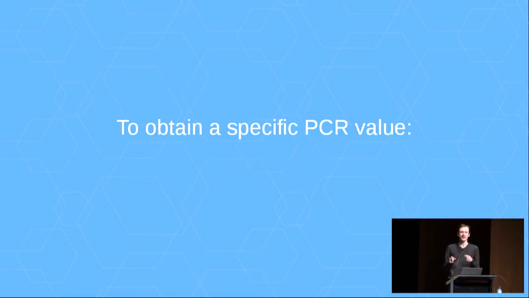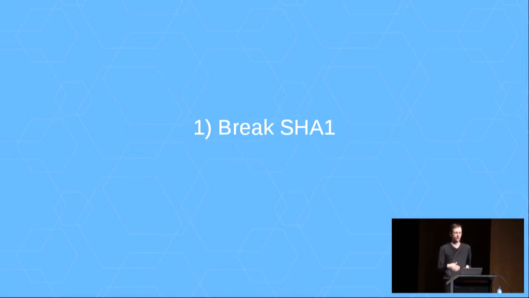So that means to obtain a specific PCR value, you have two choices. You can either break SHA-1, which, has anyone here broken SHA-1? No, that's great. Also, I'm very glad that if anybody here has, they have chosen not to admit it right here. That would probably be awkward.